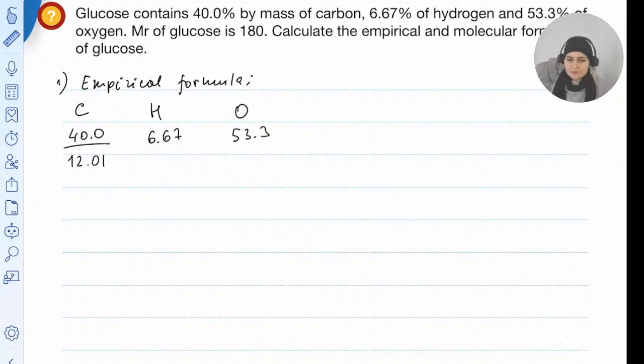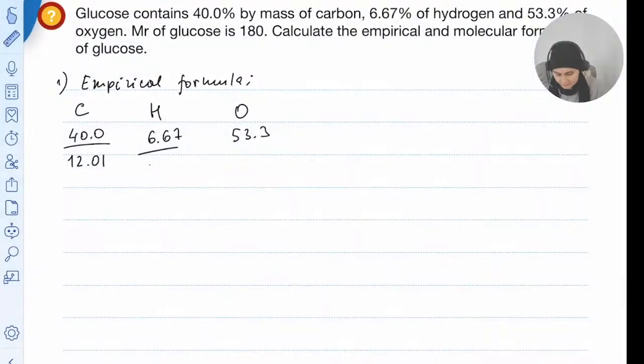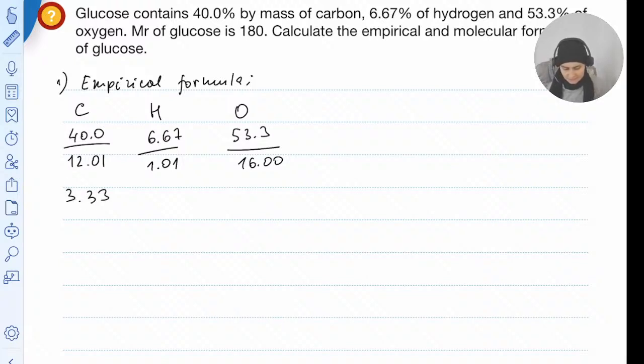So I'm kind of converting masses to moles, right? Because in the empirical formula, I have the ratio of moles of atoms. Hydrogen 1.01, oxygen 16. And then calculate. That's 3.33. 6.67 over 1.01 is 6.60. 53.3 over 16, 3.33. Right, so we got some numbers.